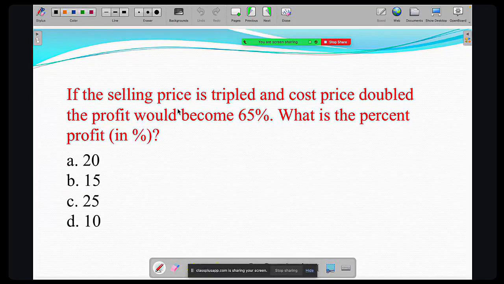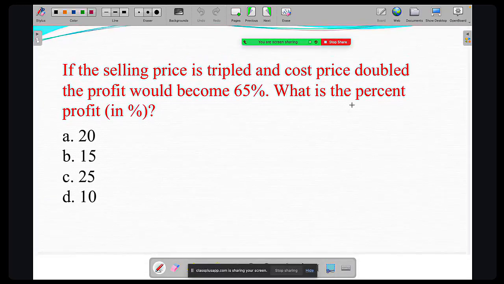If the selling price is tripled and cost price is doubled, the profit would become 65%. What is the profit percentage? That is the question here.